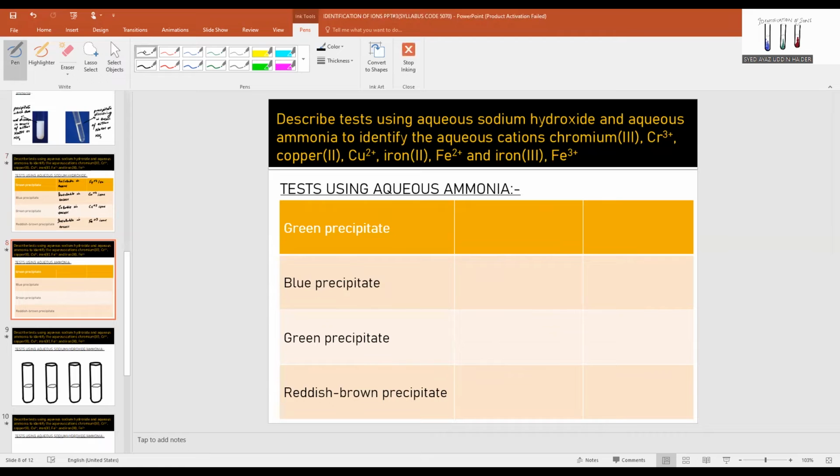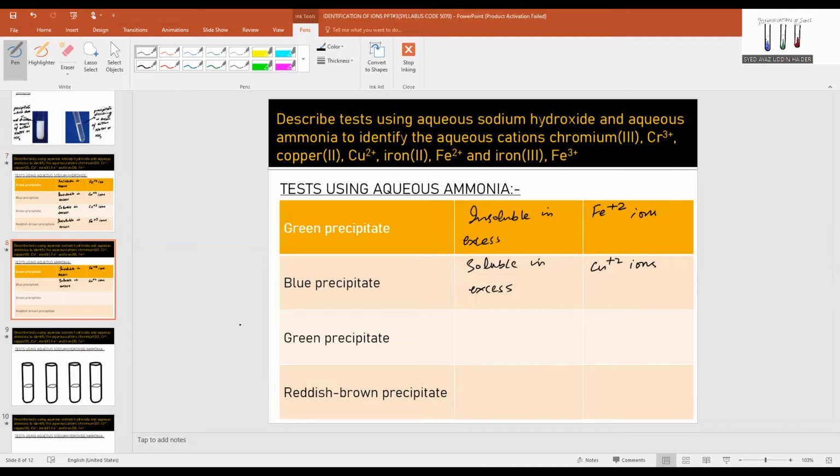Test using aqueous ammonia: green precipitate, again insoluble in excess, Fe2+ ions. Blue precipitate, but this time it's soluble in excess, and it must be Cu2+ ions.